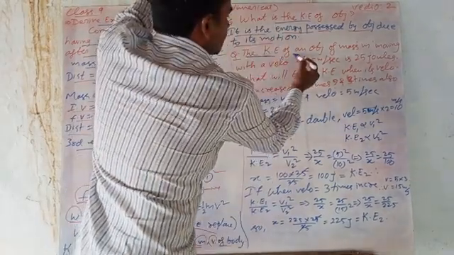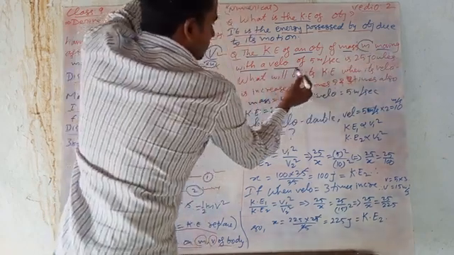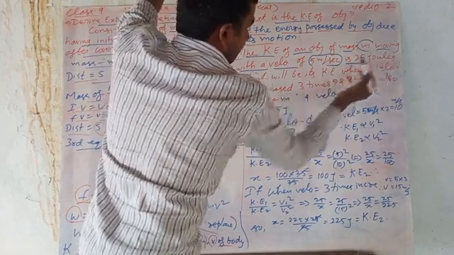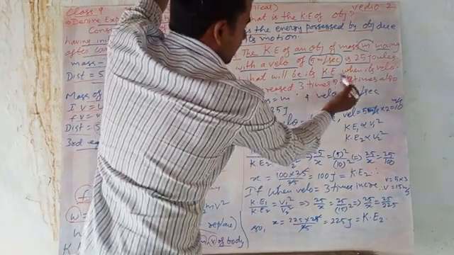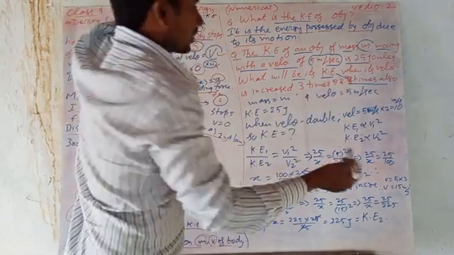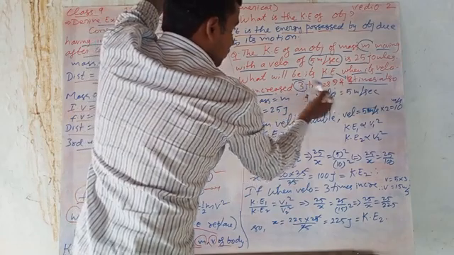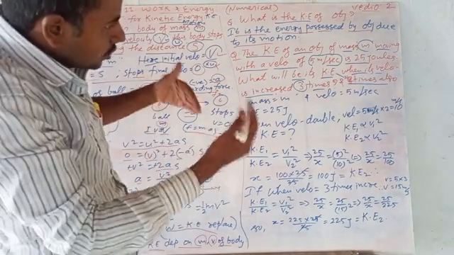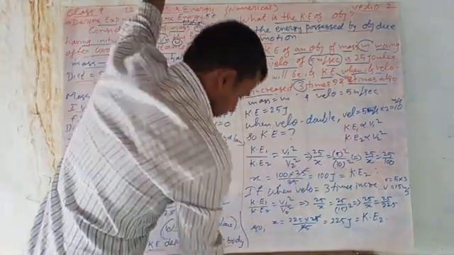The kinetic energy of an object of mass m moving with a velocity of 5 meter per second is 25 joules of energy. What will be its kinetic energy when its velocity is increased 2 times, and when its velocity is increased 3 times? So increasing 2 times, what is the meaning? Please remember, first of all solve this problem.